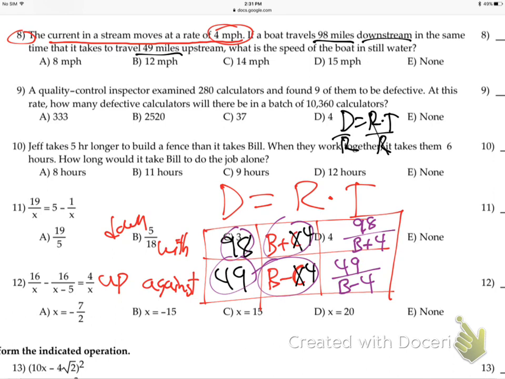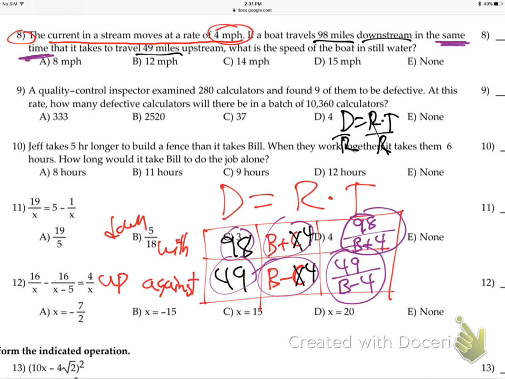Distance over rate. Distance over rate. So I've got the 2 time boxes, and what did it say about time in this problem? Time is equal to time. It's the same amount of time. There it is. Same time. So this time, under T, and this time are equal, aren't they? Those 2 are equal. Just got to set those equal and solve.